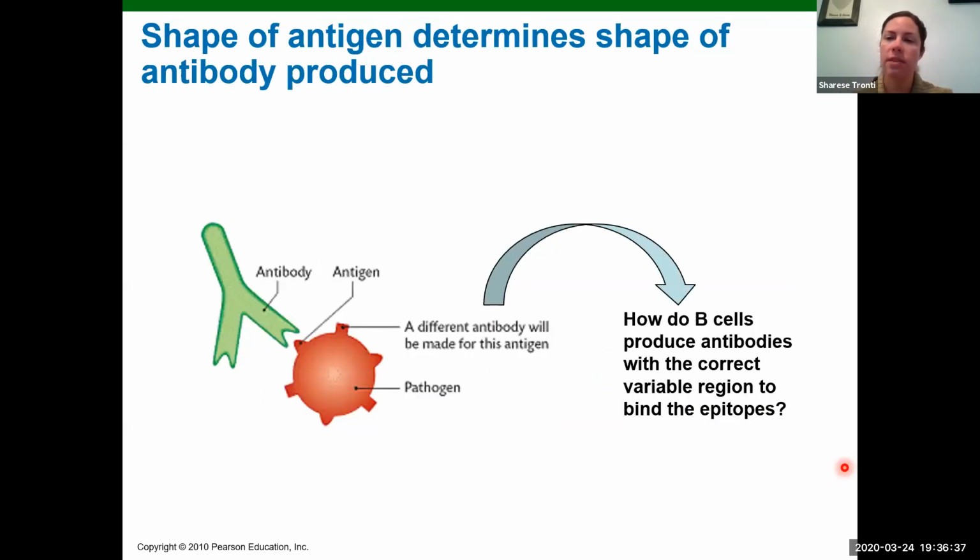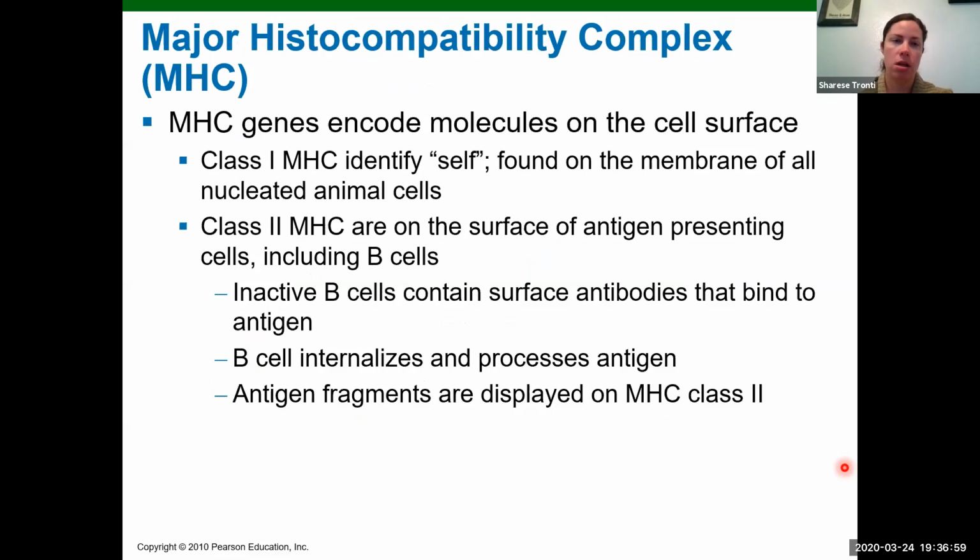So the antigen and the antibody are like a lock and key. They have to fit exactly for each other. So how do the B cells produce antibodies that are the exact right kind of shape for the antigen that is infecting the body at that time? To understand that, we have to talk about major histocompatibility complexes, or MHC, much shorter. MHC are molecules that are encoded by the cell to be presented on the cell surface.